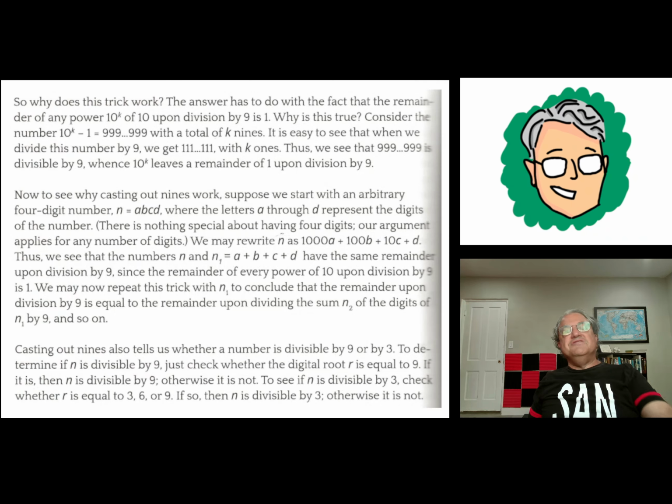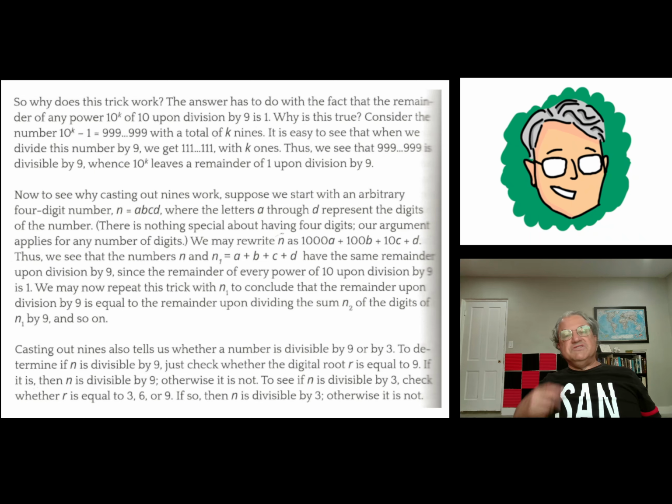I explain it in this next slide. Basically, the idea is that this works because 9 is 1 less than 10, and 10 is the base we work in. If we were working in a different base b, the same trick would work for casting out b minus 1.